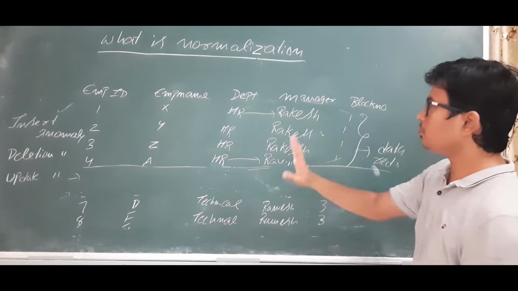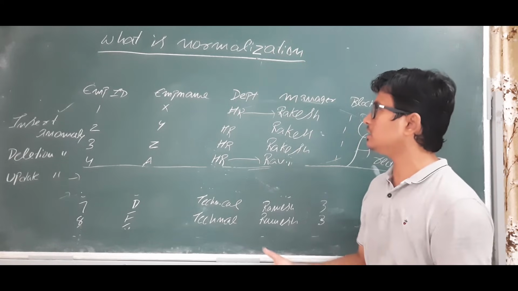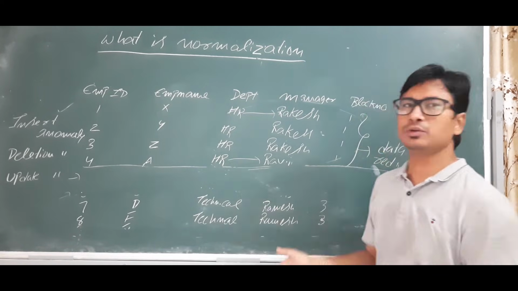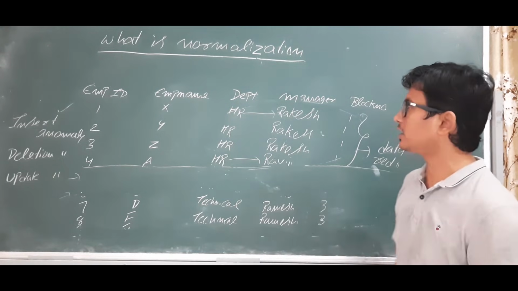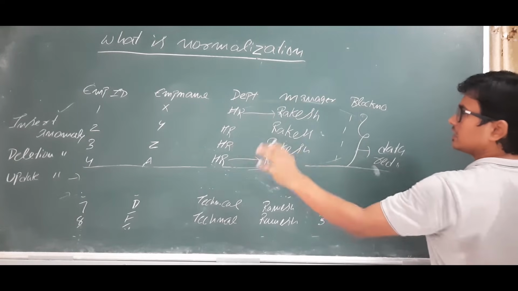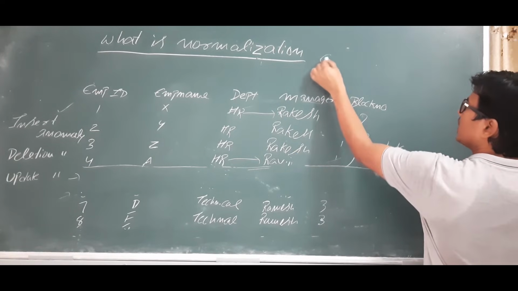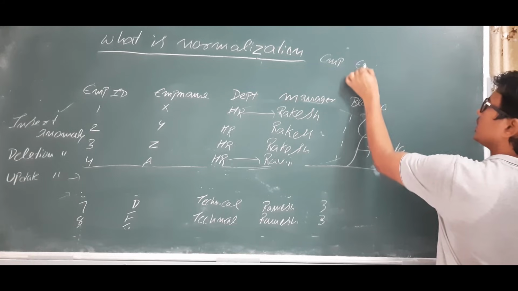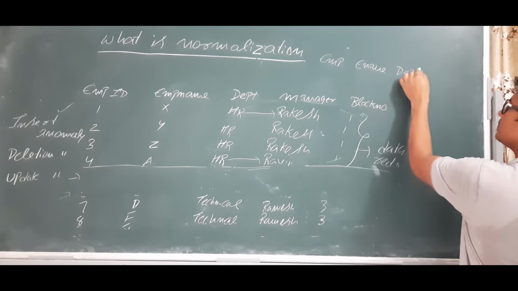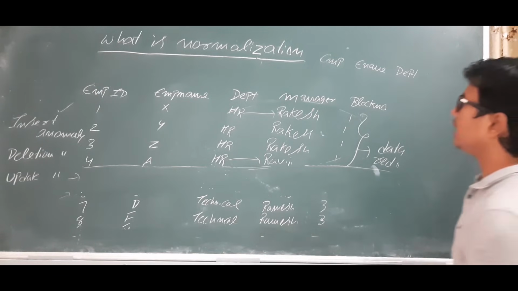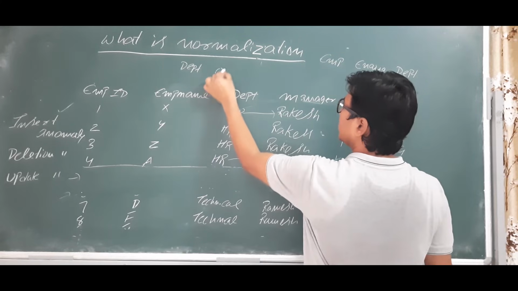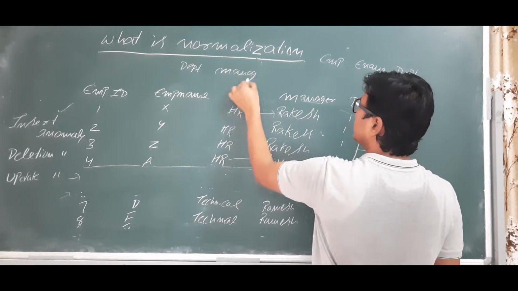Is it clear? What is meant by normalization is that we will try to split a single table into multiple small tables. Okay, so let's see how. Let's take the same table. If I write it as two separate tables, employee ID, employee name, and department is one table. Another table consists of department, manager and block.